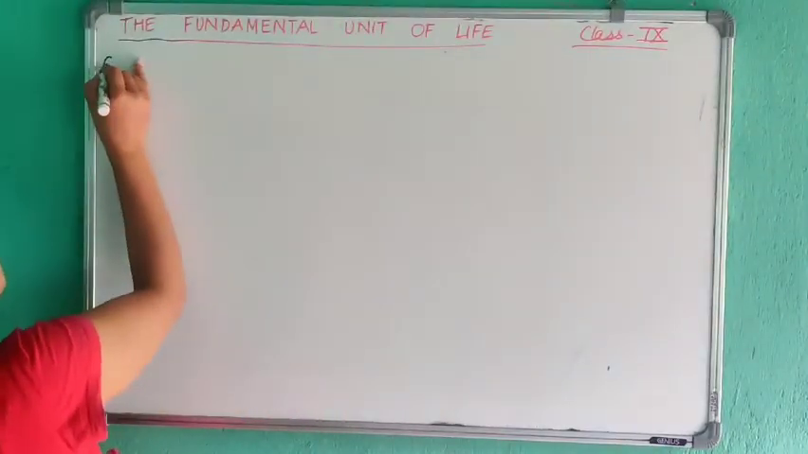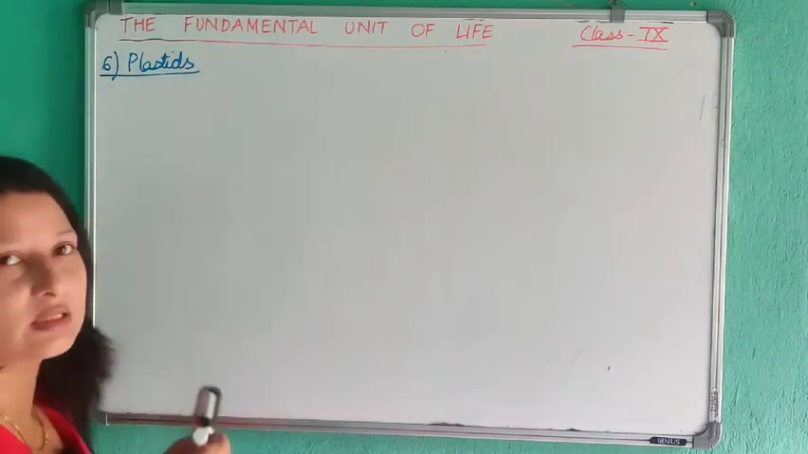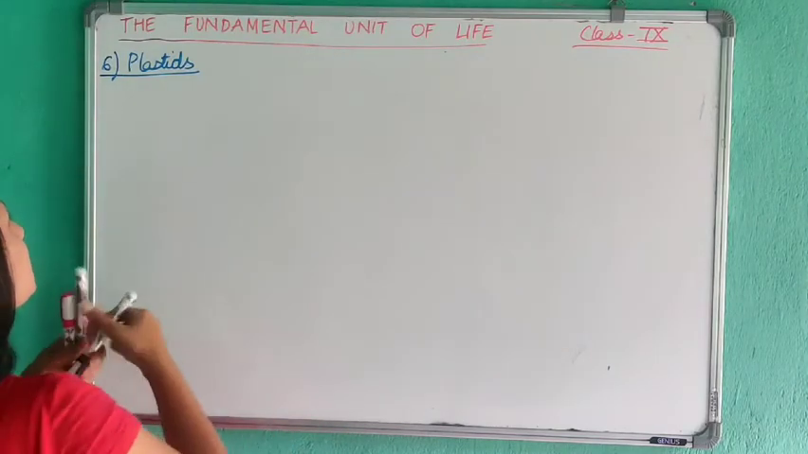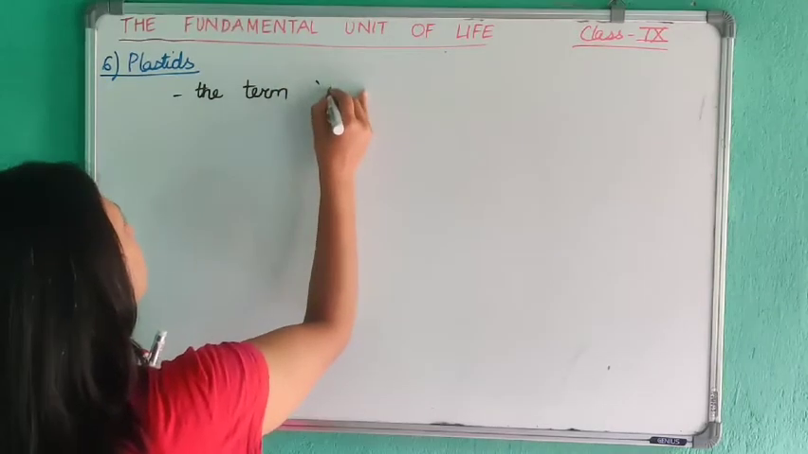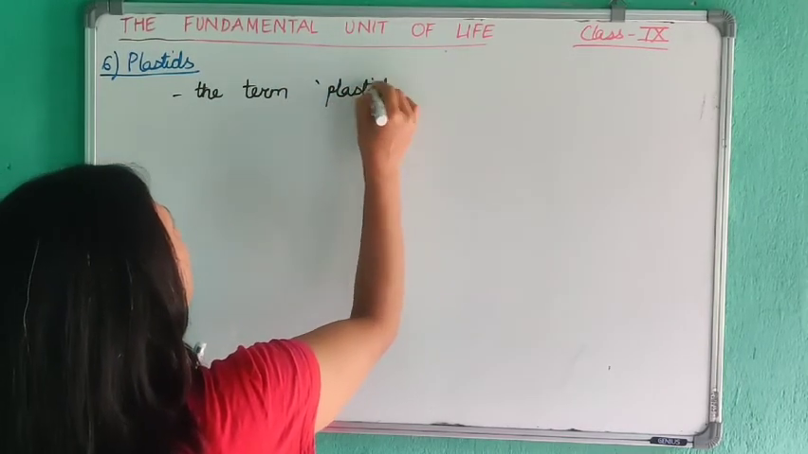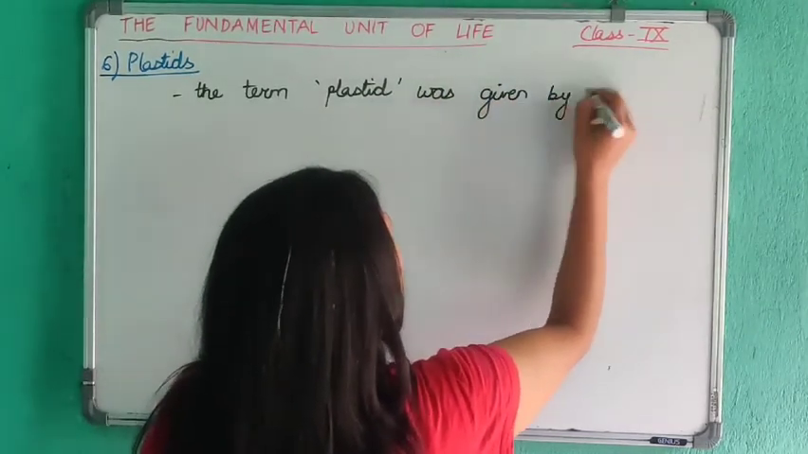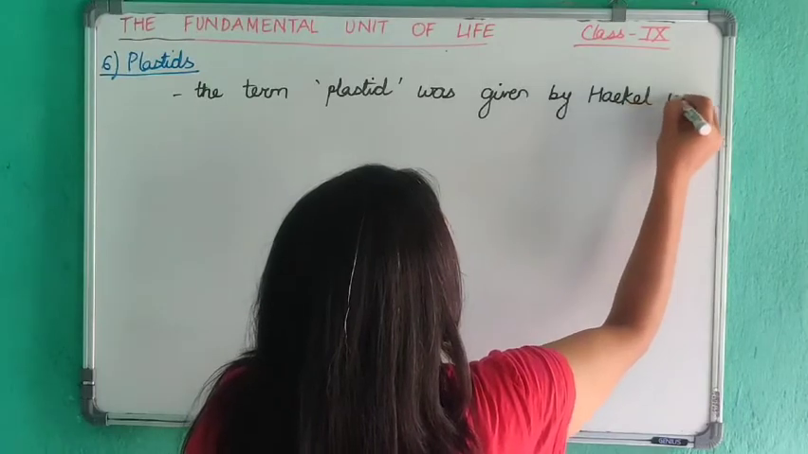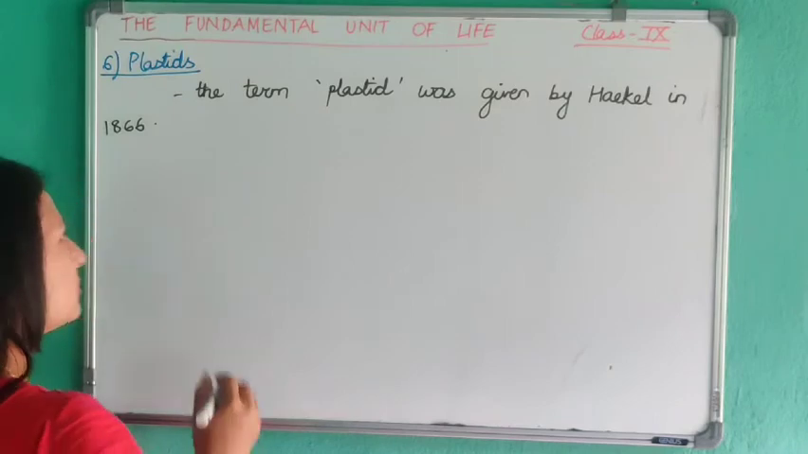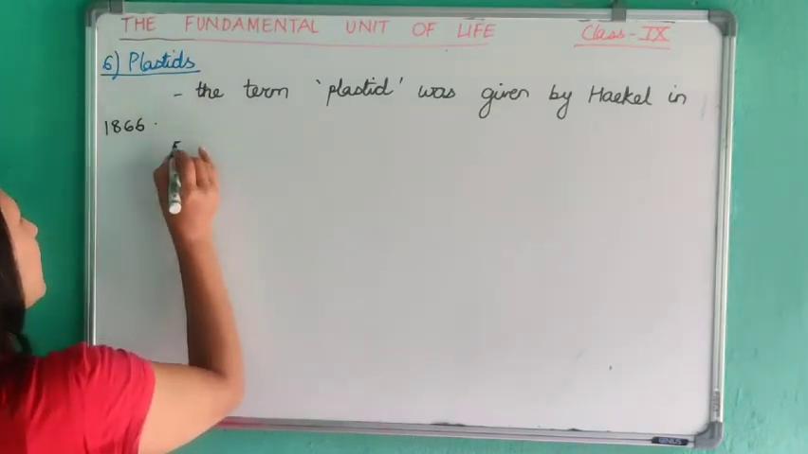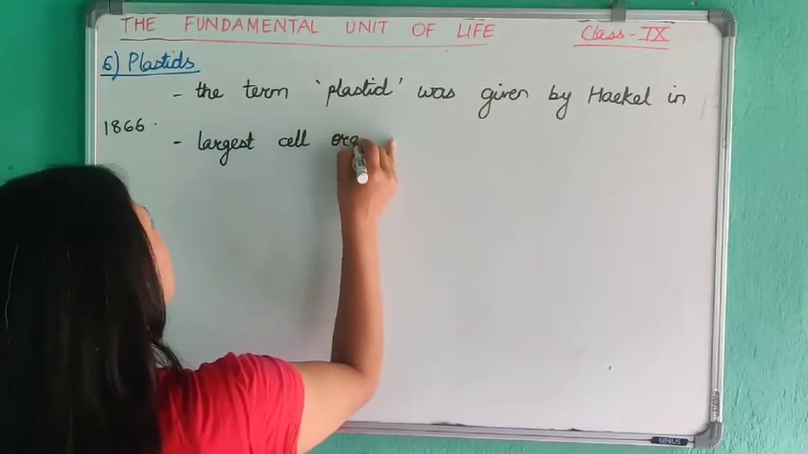So the 6th cell organelle that is present inside the cytoplasm are plastids. Okay, the term plastid was given by Haeckel in 1866. Okay, and plastids are the largest cell organelle.